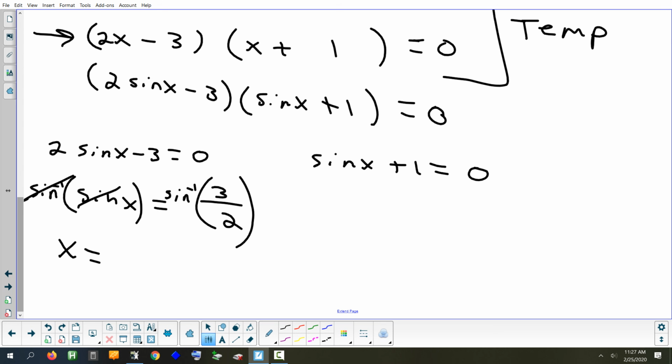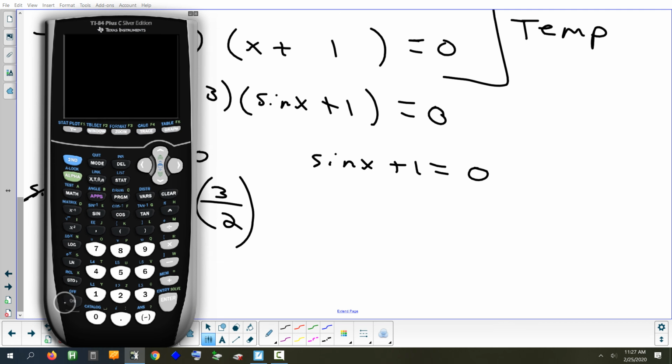And now, think about 3 over 2 for a second. What is 3 over 2 as a decimal? Yeah. 1.5. If you graph sine, what's the highest that it normally goes? 1. So does it ever hit 1.5? Then this part isn't going to be doable. Right? It's not going to work.